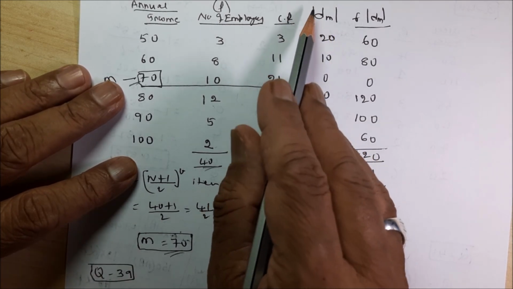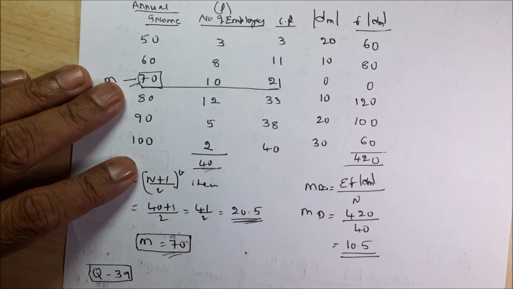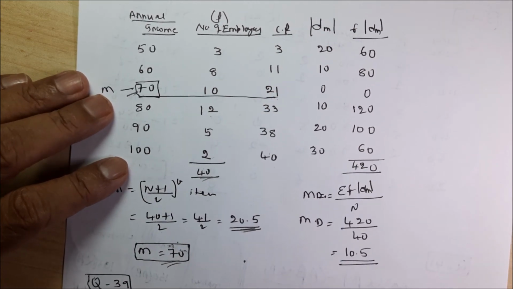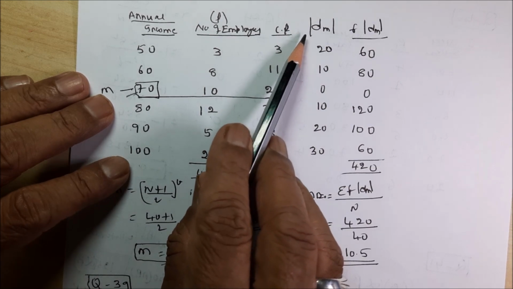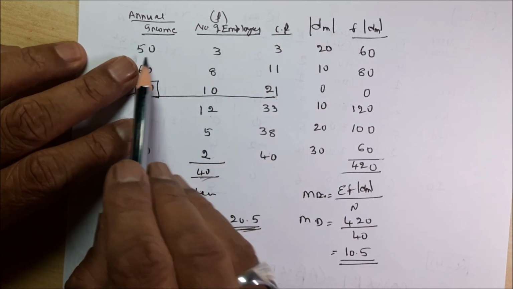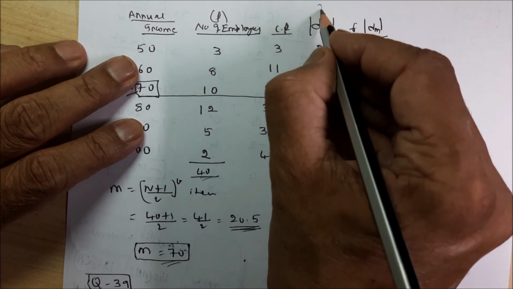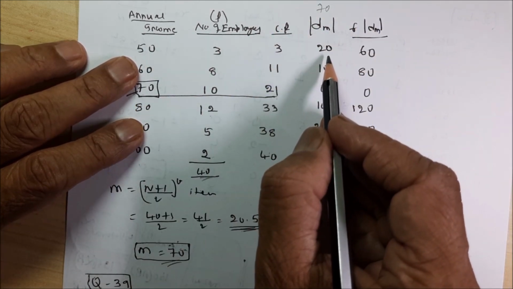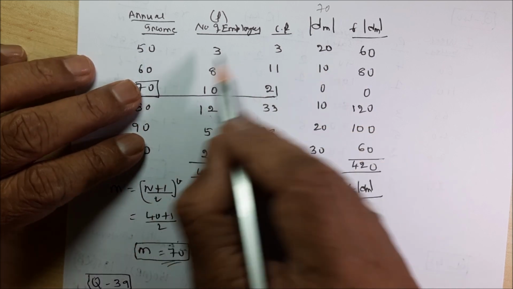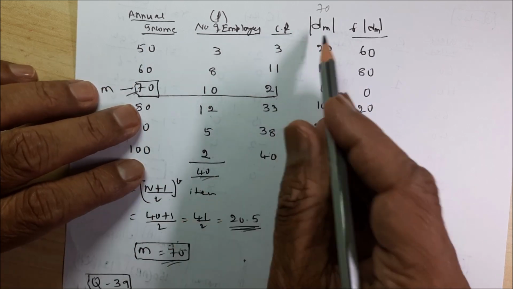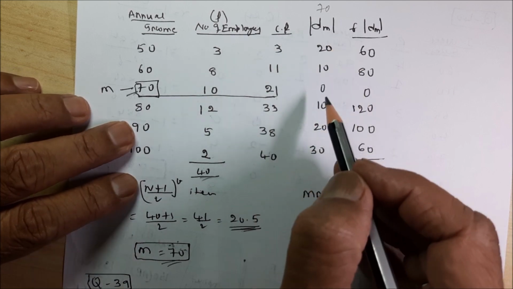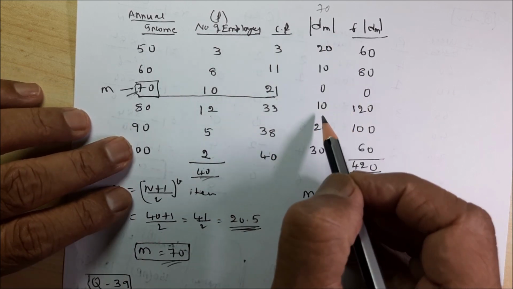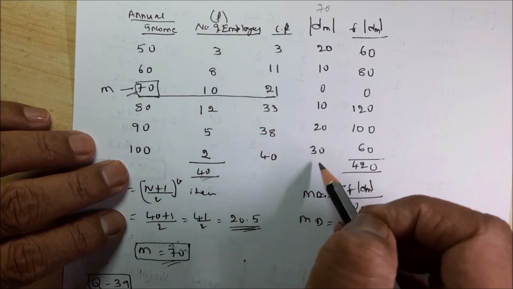If you say it is modulus, modulus means you are not supposed to consider the signs. So here median is 70. 50 minus 70, 20. I have not taken the sign. That is the modulus. 60 minus 70 is 10. 70 minus 70 is 0. 80 minus 70 is 10. 90 minus 70 is 20. 100 minus 70 is 30.